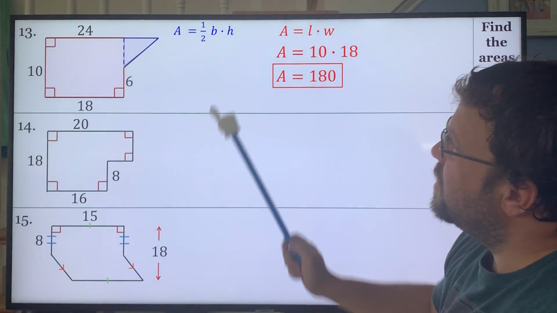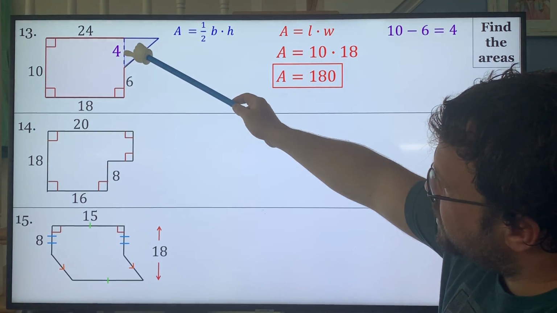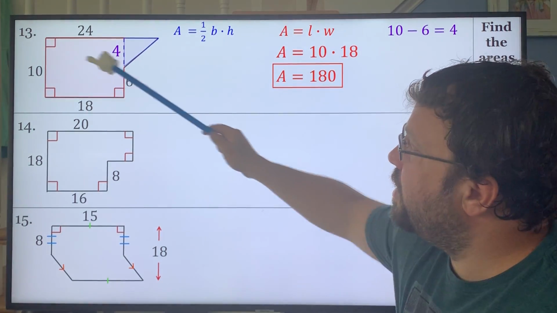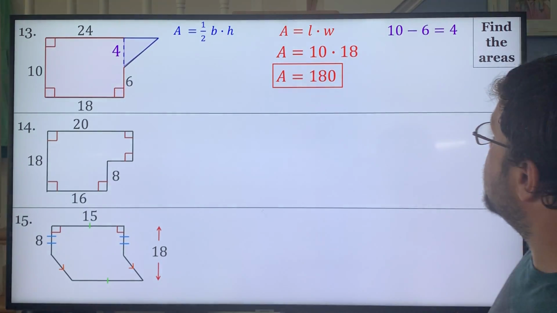Now the way you do it is, we want to find, like I said, half times base times height. First off, this piece is 4. How did I get 4? 10 minus 6 is 4. 4 plus 6 is 10. Rectangles, opposite sides are equal.